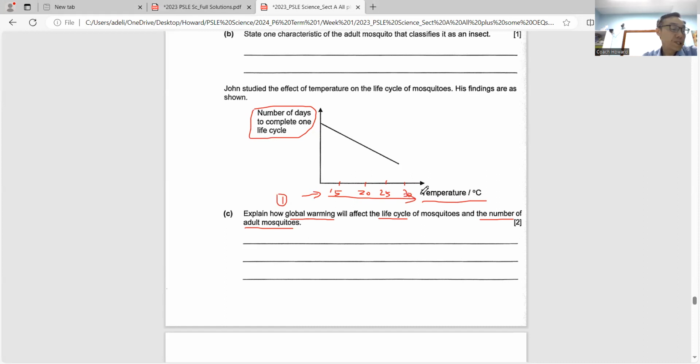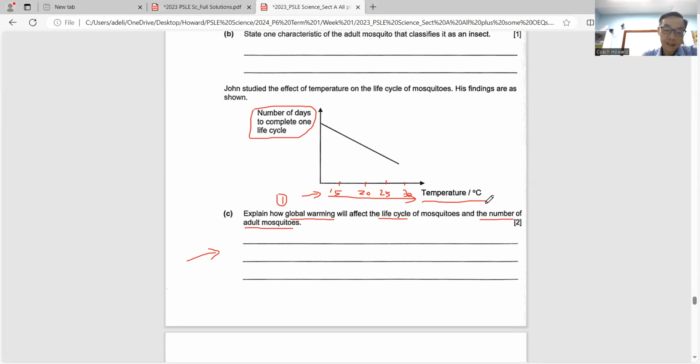Okay, the reason for doing this annotation is to help you to visualize the question, because from here you can see from 15 degrees to 30 degrees increase in temperature, the number of days to complete one life cycle decreases. So this will give you a better visualization to prepare your written answer here. Okay, next, the student has to understand what is global warming and how global warming will affect the life cycle of mosquito and the number of adult mosquito.